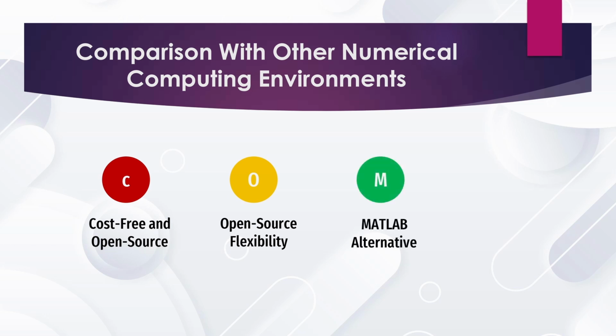Third, Scilab provides most of the functionality required for numerical computing, including matrix operations, signal processing, optimization, and data visualization, similar to MATLAB. Fourth, while MATLAB requires a paid license for Simulink, which increases the overall cost, Scilab includes Xcos, a powerful graphical simulation tool similar to Simulink, allowing system modeling and simulation at no cost.